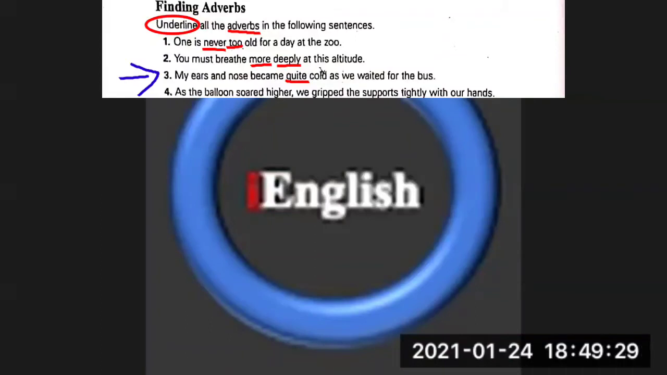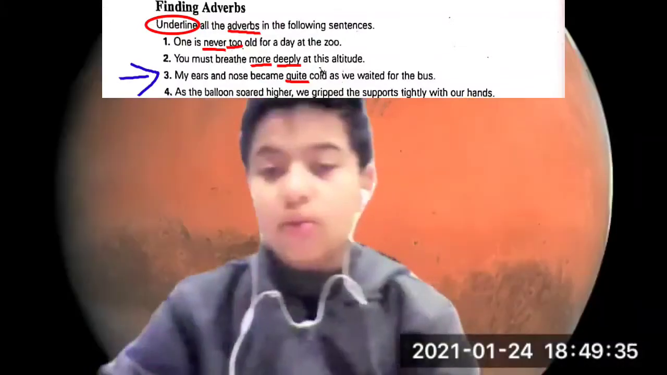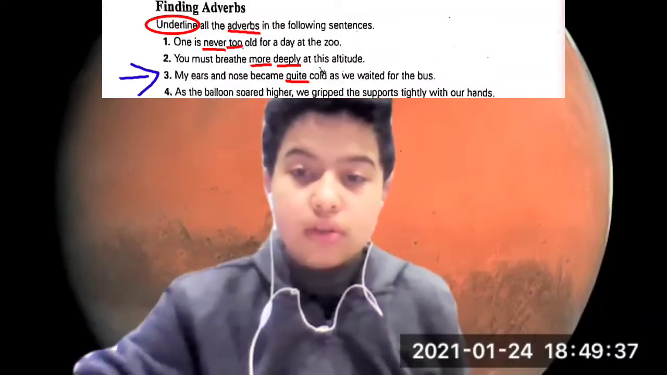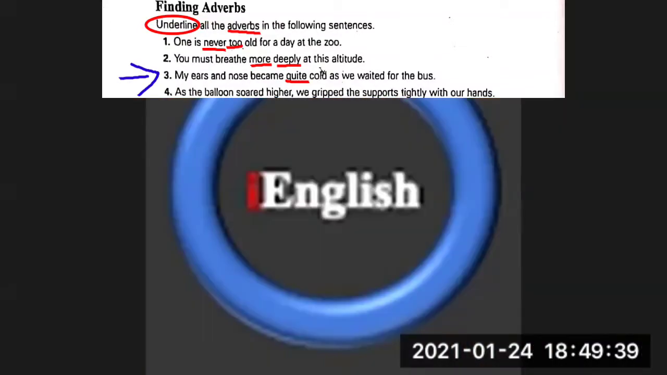No problem. So now you've learned that quite is an adverb. Be careful, because quite is irregular. It is a regular adverb, but quite could be an adjective and an adverb at the same time.